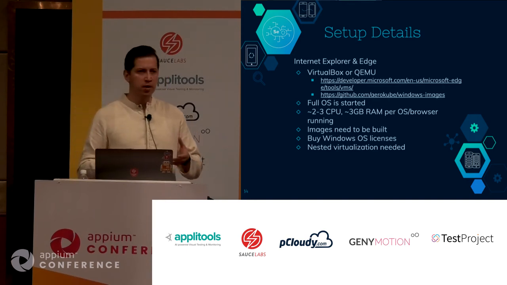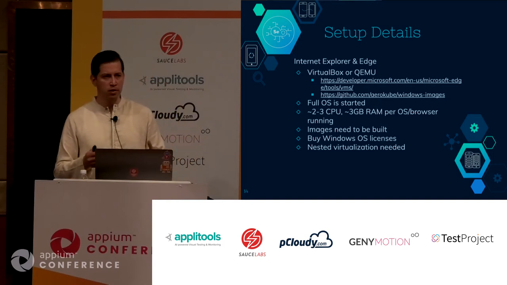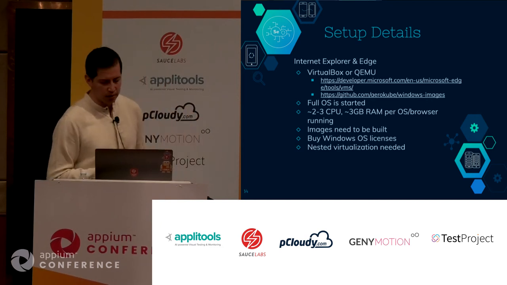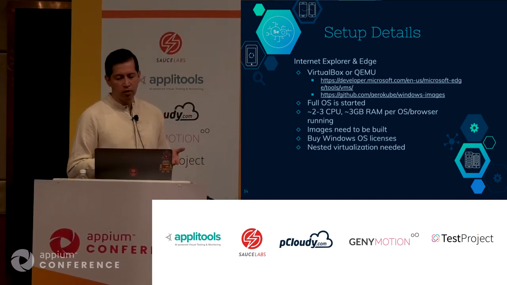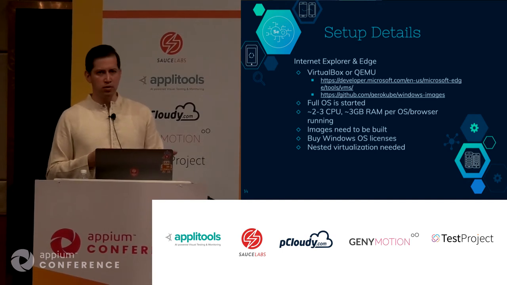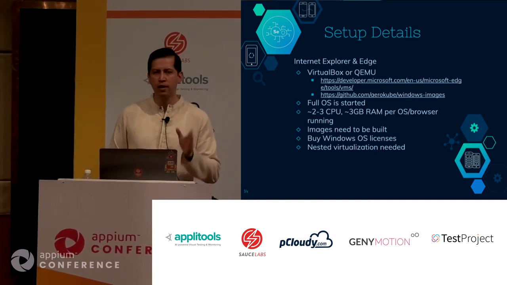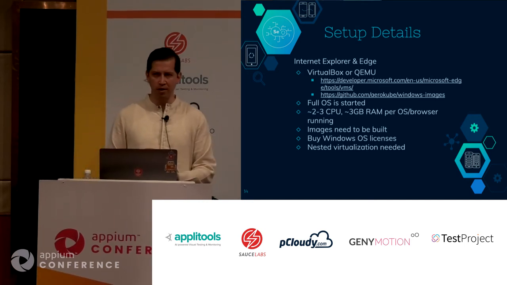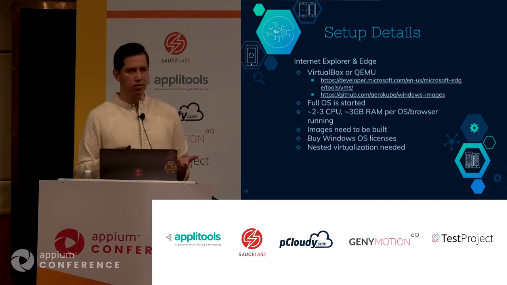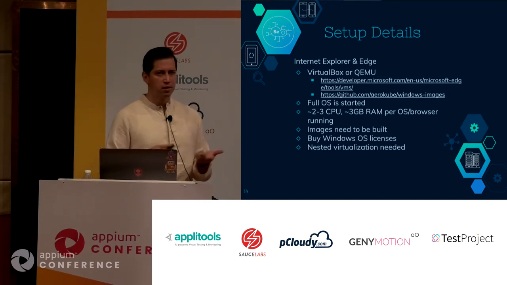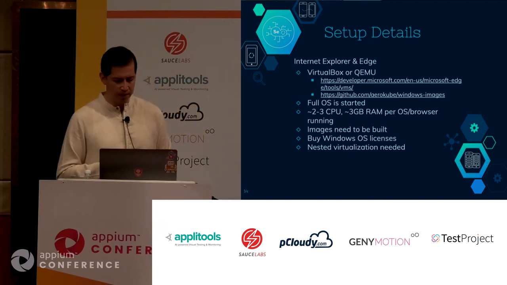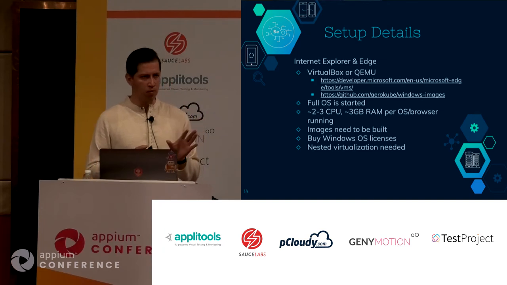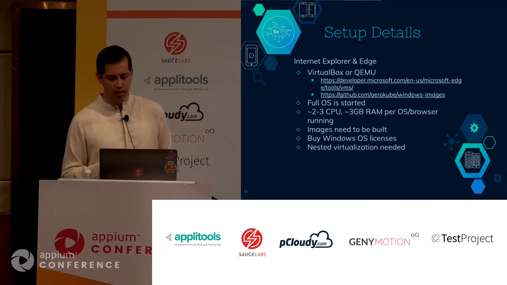This information has been available always around the internet. You just had to Google it. But finally, someone took the time to document it properly and put it into GitHub. So the normal rule here is that you need to build the machines. You need to build the images yourself. And if you want to do it properly, you need to buy the Windows licenses to have everything legally. Otherwise, if an auditing comes to the company, maybe we would run into legal issues there. And nested virtualization is needed if we're using the QEMU approach. And I will talk about that in a few minutes.